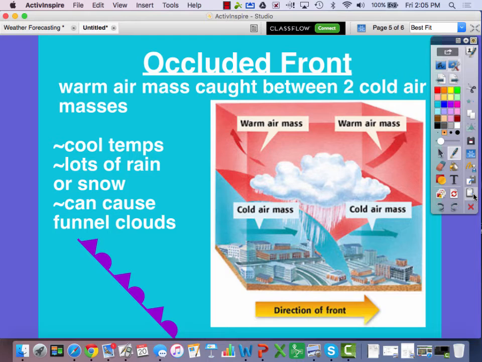When you see it on the map, it kind of looks like a purple person with a red leg and a blue leg, and when it moves through the map, it kind of does a backflip, and that shows you that spinning motion. And that spinning motion is where we get the rotation for the funnel clouds. You have two cold air masses at the bottom, and they're squeezing that warm air mass up at the top.